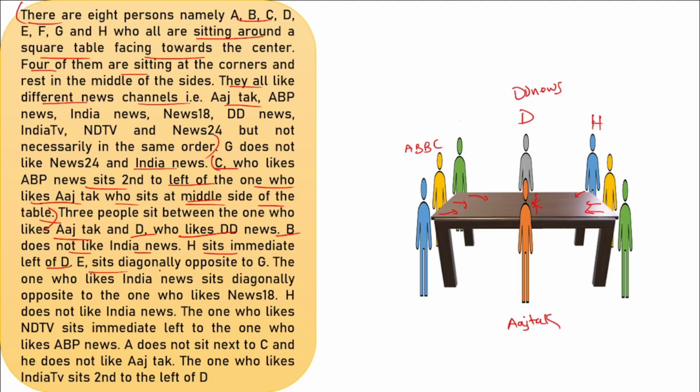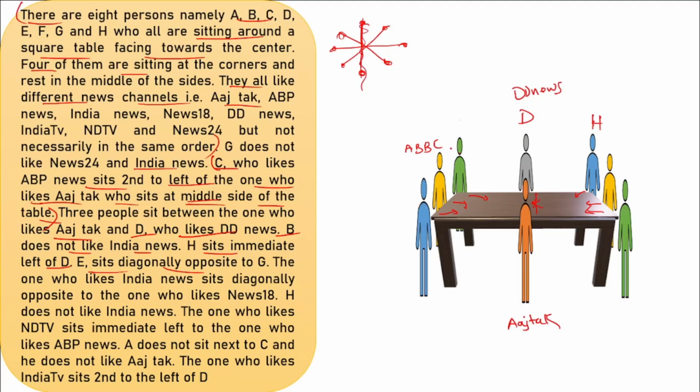Now E sits diagonally opposite to G. Now have a look at this. What does diagonally opposite mean? If this guy sits here, just opposite will be here. If this guy sits here, this is diagonally opposite, right? So you just have to find the points diagonally opposite. Where can you put E and G? D, not possible, as D is already sitting here. Can I put E and G diagonally opposite? Not possible. So these vertical lines get eliminated.